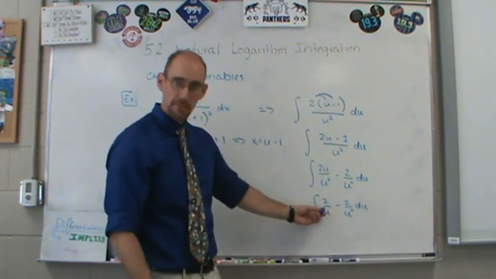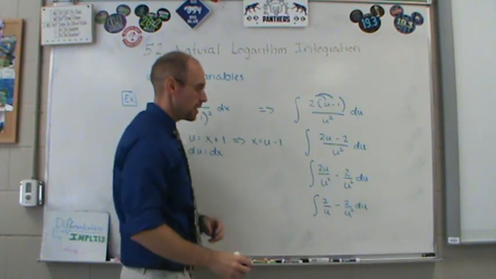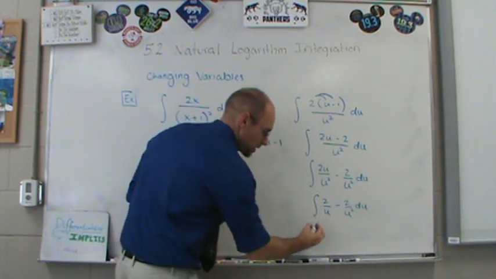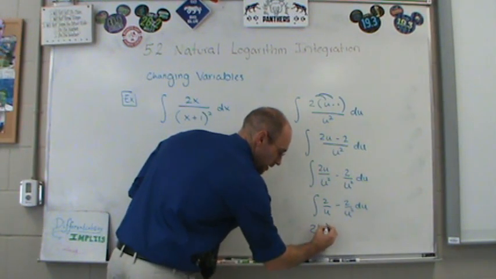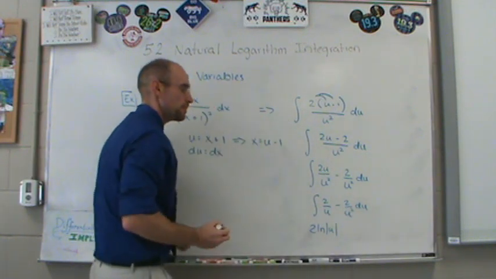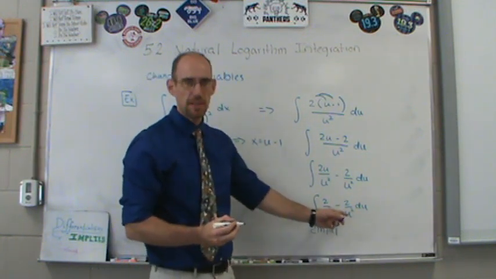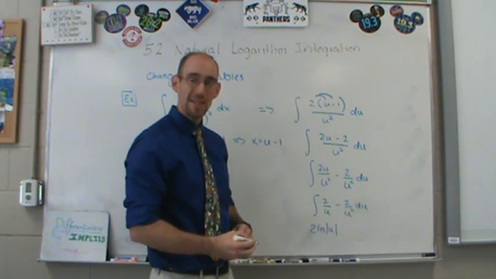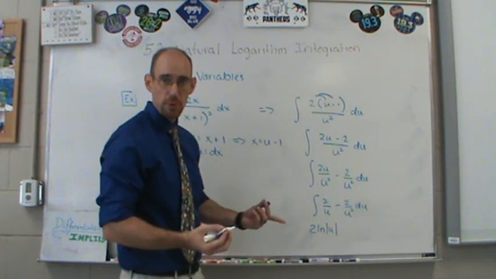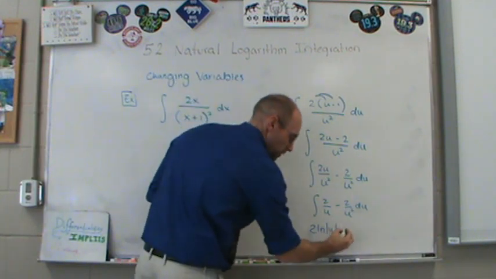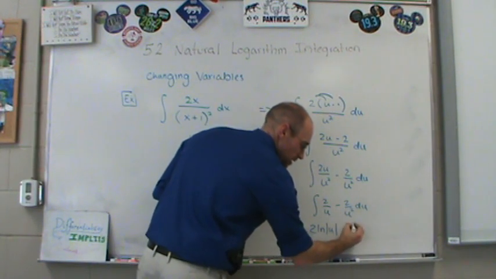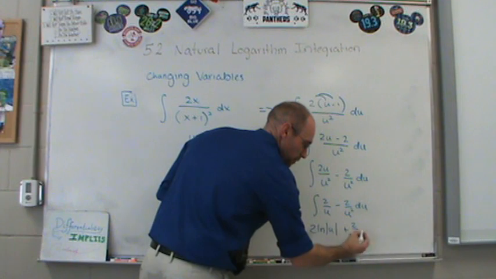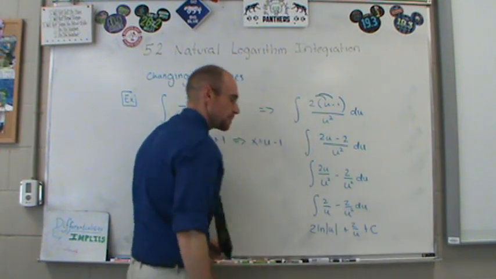Well, the first one ends up working out to be our natural log. Remember, 2 over u just works out to be 2 natural log of u. And if you think back to chapter 4 here, this we can rewrite as negative 2u to the negative second power. So we can use power rule. And when we use power rule, that's actually going to give us plus 2 over u plus c.